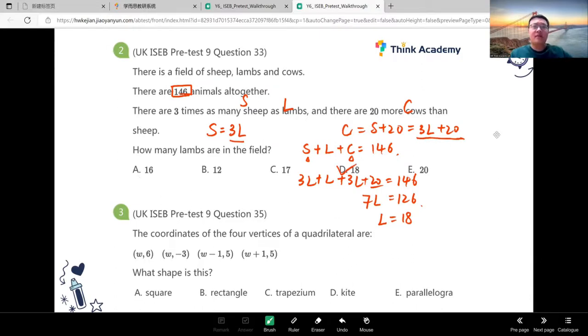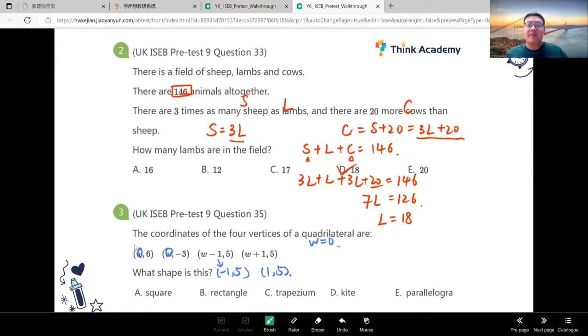Then how about question number 3? The coordinates of 4 vertices of a quadrilateral are (W, 6), (W, minus 3), (W minus 1, 5), and (W plus 1, 5). Okay, guys, to solve this kind of question, you just let W be a simple number. I'm going to let W equal 0. So it can be 0, 6, 0, minus 3. This one will be minus 1, 5, and this one will be 1, 5.